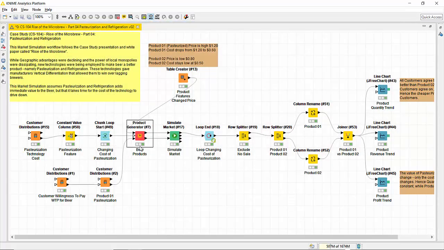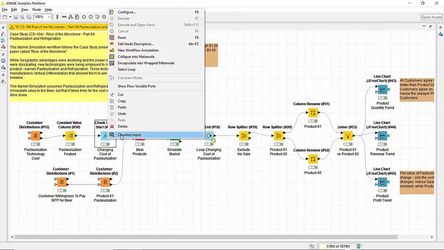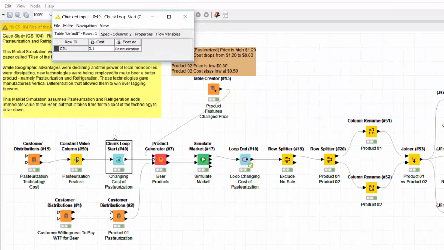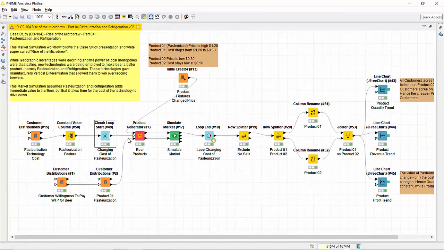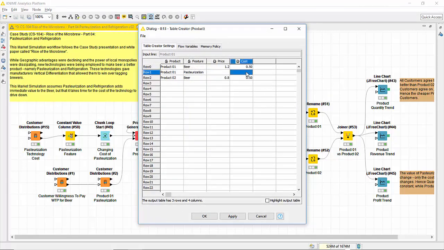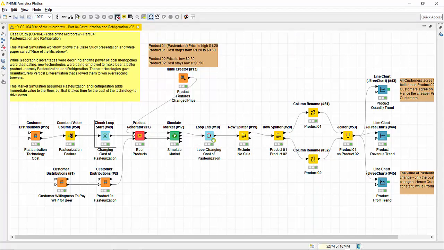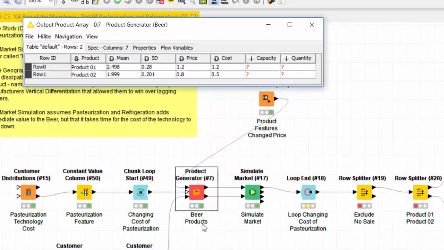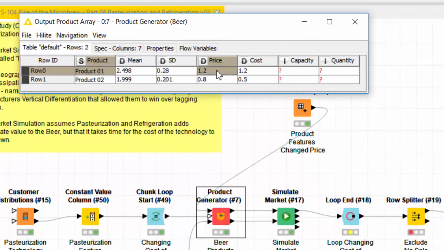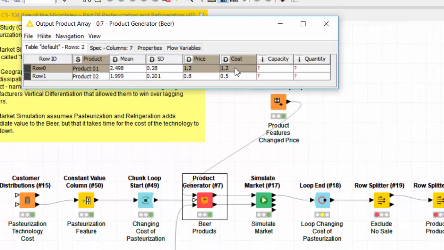Now all this gets rolled into the product generator node as before. Really the only difference in this workflow is that we're now using this optional middle port here. We're applying this cost of pasteurization, and that's an optional feature attribute input, and essentially what that's doing is filling in this cell here. So when we run this, let's reset this so we can start again. When we run this one time, we can see that for product 1, the price is 1.2, but the cost is also 1.2. So we've added the cost of pasteurization.